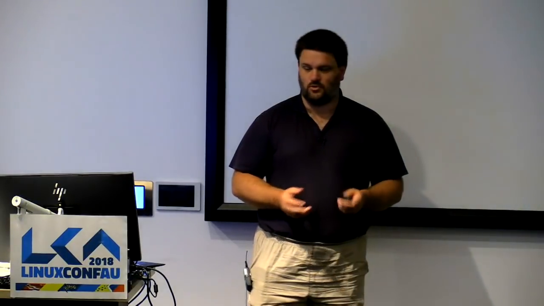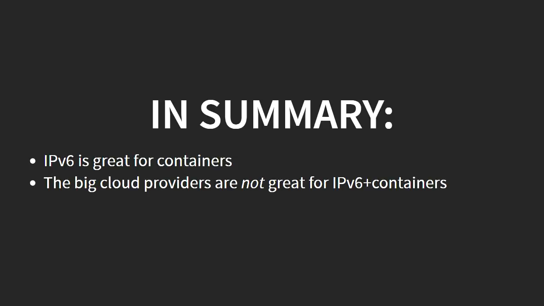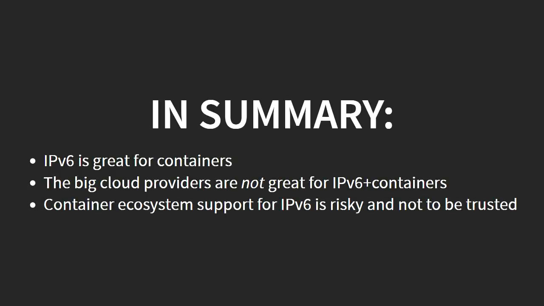To me, honestly, in summary, to sort of wrap all this up, IPv6, in theory, is great for containers. It's a nice match of technology capability with technology requirements. In practice, though, the big cloud providers are not going to make it easy for you. Some of them will make it impossible. Some of them will just make it a real big pain in the butt. And finally, even if you wrestle yourself out of that one, the container ecosystem support for IPv6 is risky, and I would not trust it unless you are looking for a bit of an adventure or you really, really, really enjoy writing big, long, detailed bug reports.